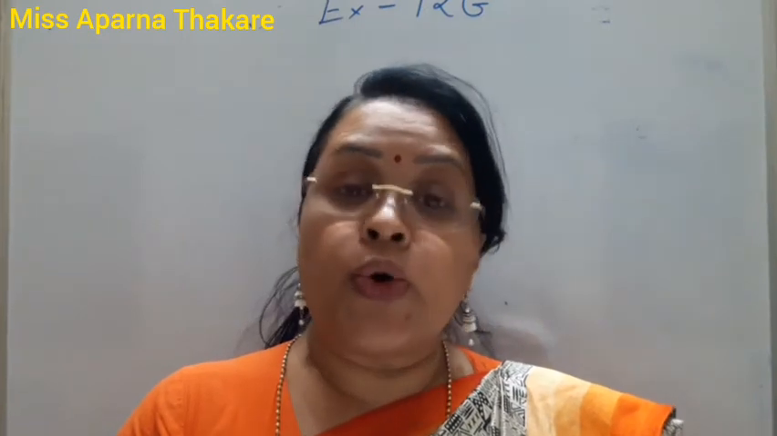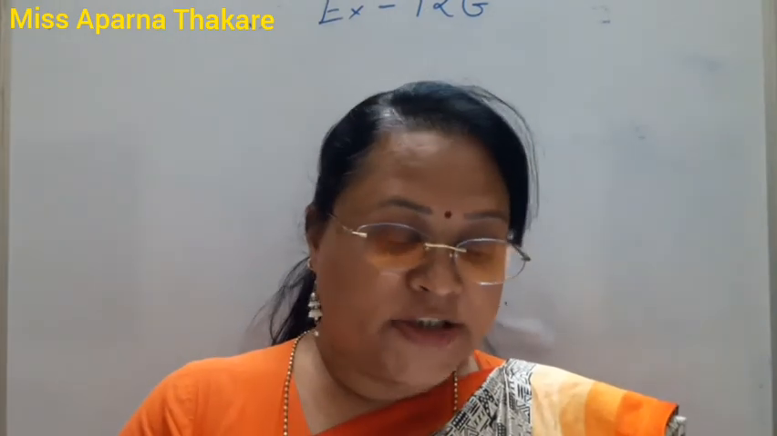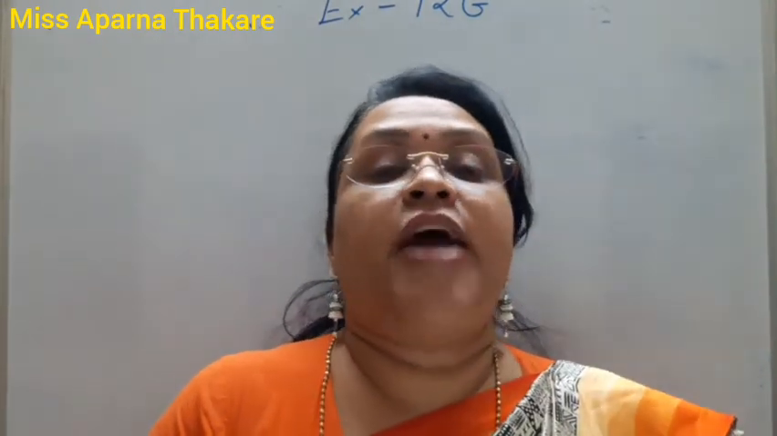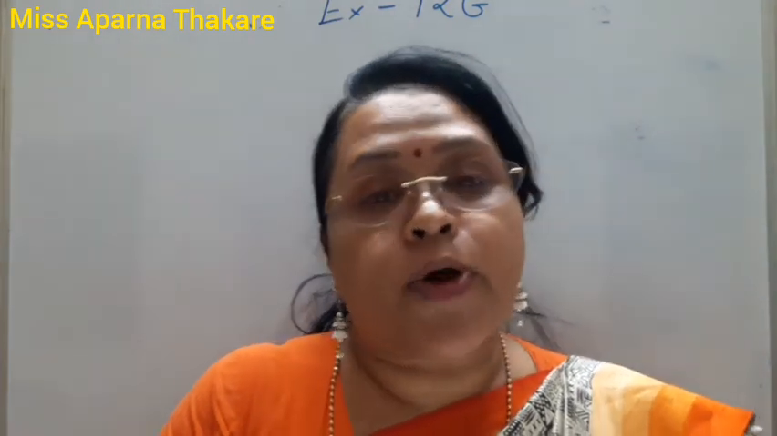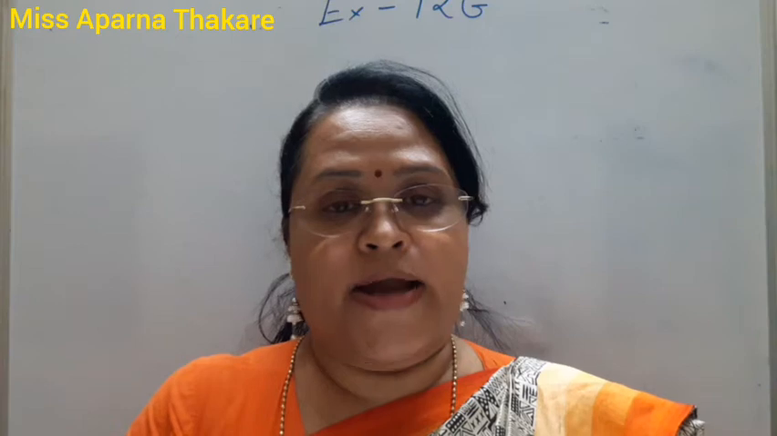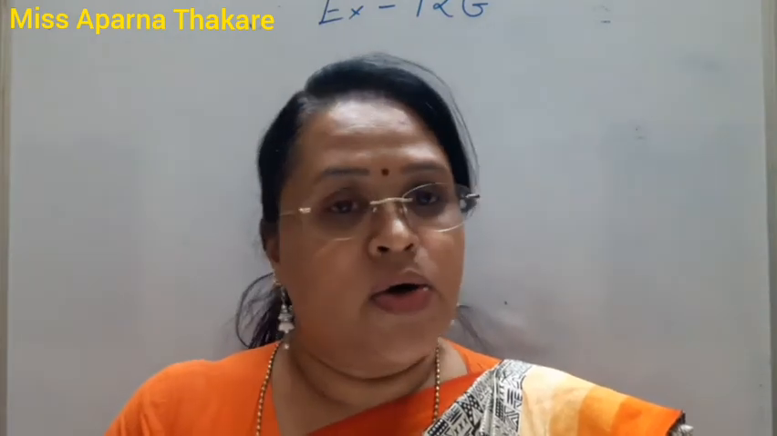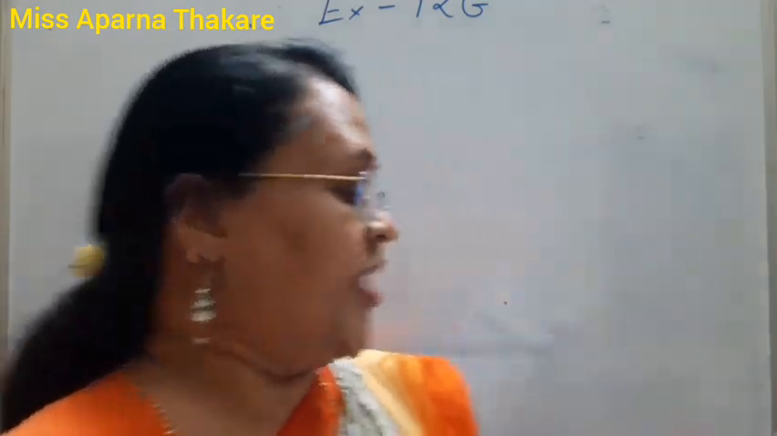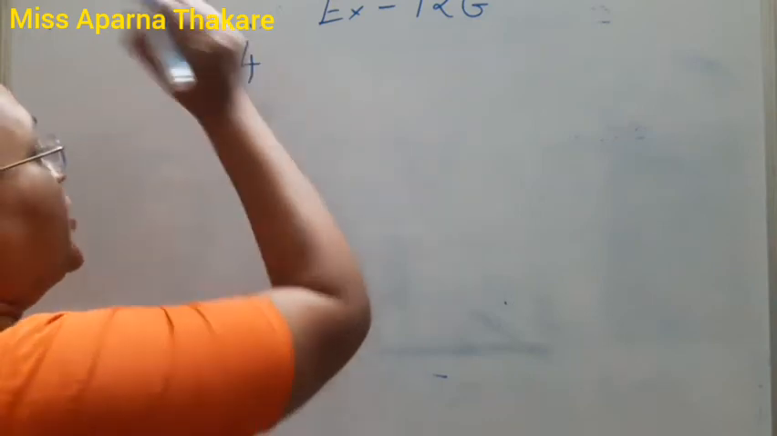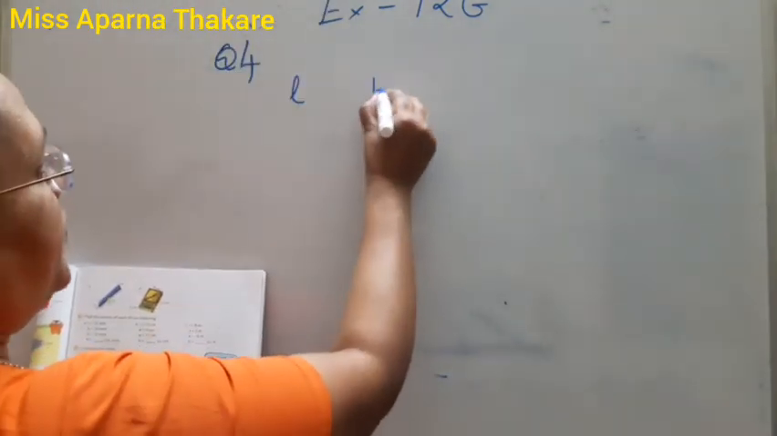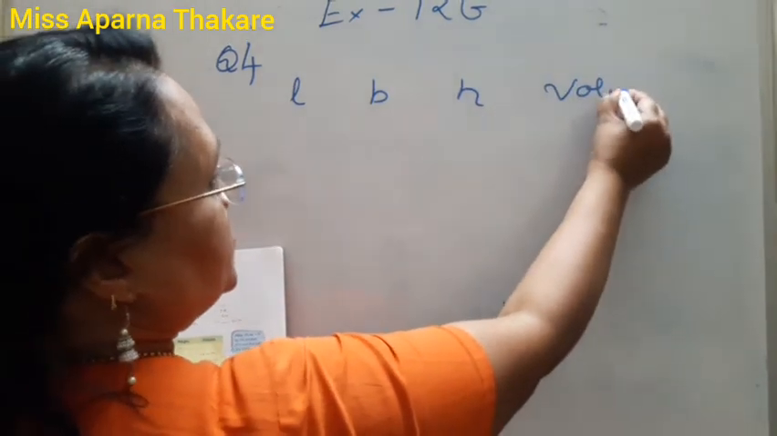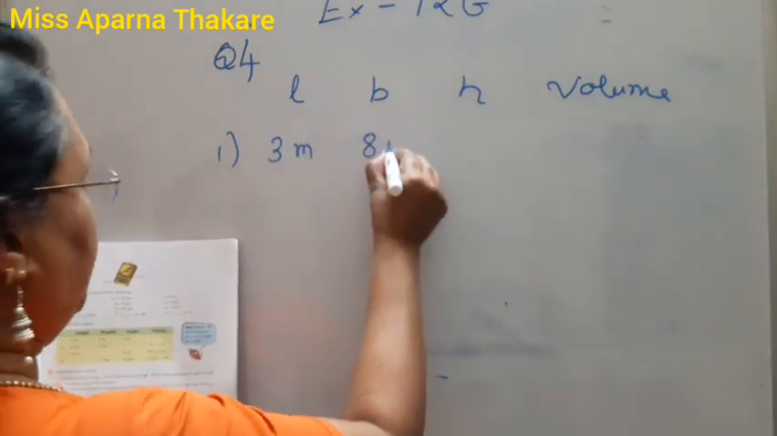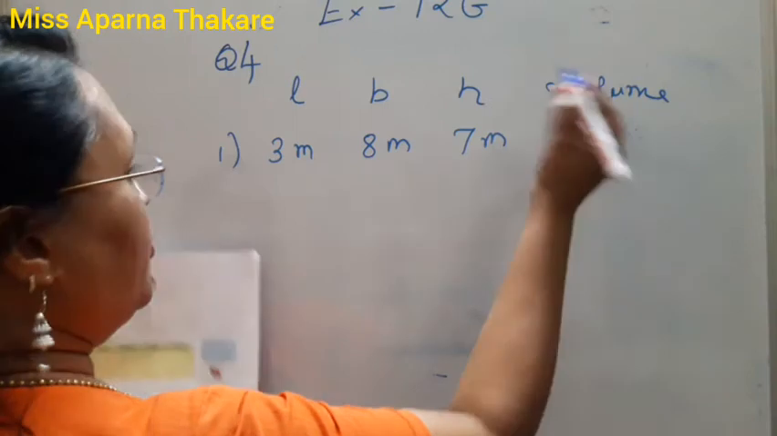So they say that we have to divide to find the height. You have to find the breadth or the length. Whichever two values are given, we have to multiply those values, and whatever product we get, we have to divide the volume by that product. Then you get the value of that height, length or breadth. So see that question number 4. Complete the table. It is given length, breadth, height and volume. The first one, 3 meter, 8 meter and 7 meter. The volume we have to find.